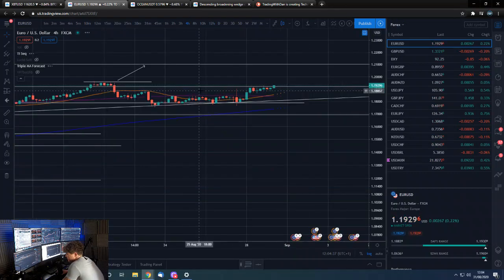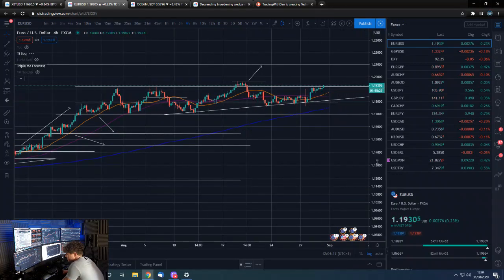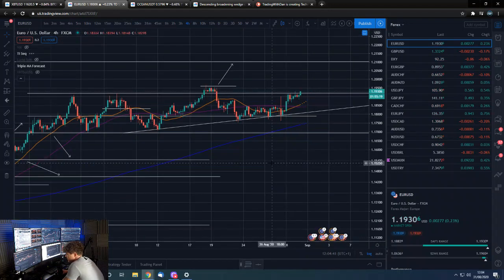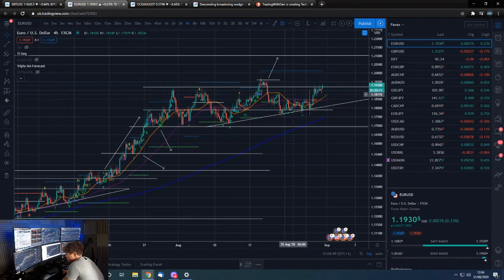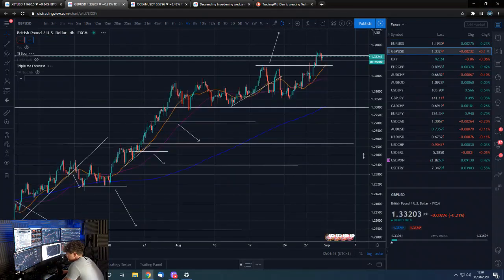12 hour, looking pretty similar, and 4 hour, not really any 9s here or anything to look at. Just had that nice 9 up there. A couple of nice 9s have played out well on the 4 hour, but at the moment we are just looking bullish here. So over to cable.